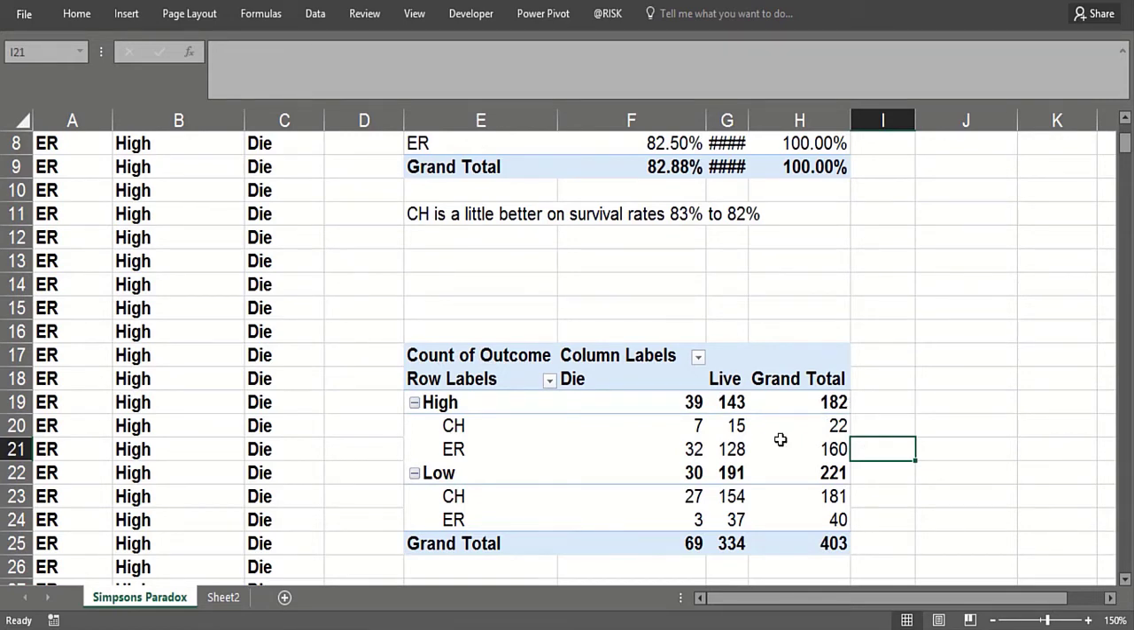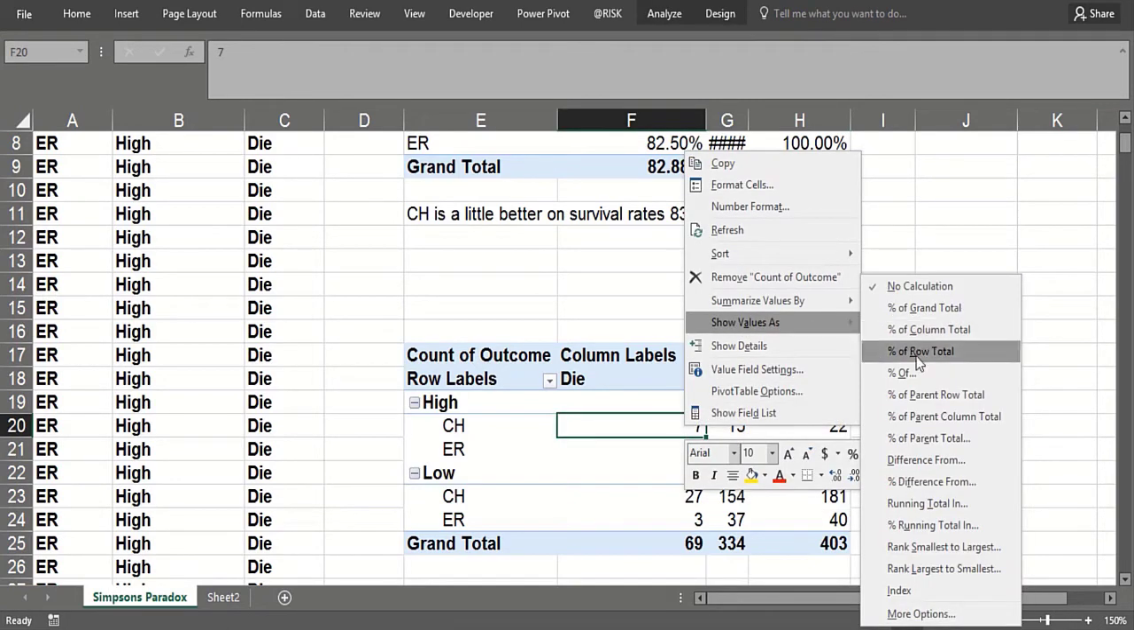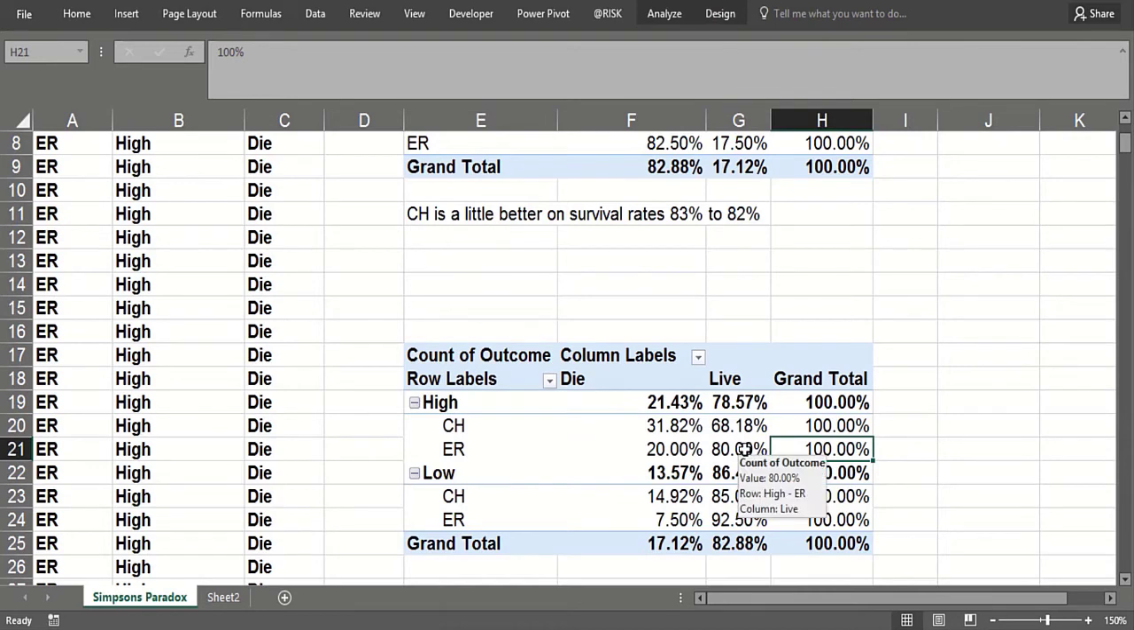And so now if we look and see how each hospital did on high and low risk patients with right click, show values as percentage of row. Okay, we see now ER on high risk patients had 80% survival rate, Chicago Hope 68. On low risk patients, ER had a 93% survival rate, Chicago Hope 85%. So ER is predominantly better on basically each type of patient, but they're worse overall.